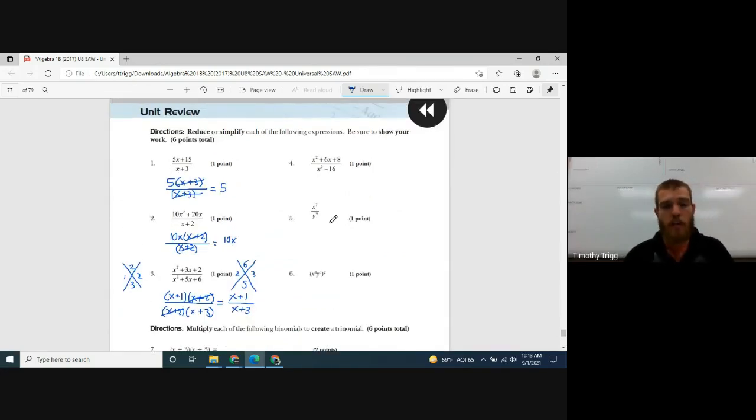This number 4 is actually very similar to number 3. So we're going to factor the top and factor the bottom. So I'm going to put the top factoring over here. And we'd put the 8 on top and the 6 on the bottom. Again, we're looking for two numbers that multiply to give me 8, but they add up to give me 6. So two numbers that multiply to 8 but add to 6. So that's 4 and 2. Okay. So that means I could rewrite the top as x plus 4 times x plus 2.